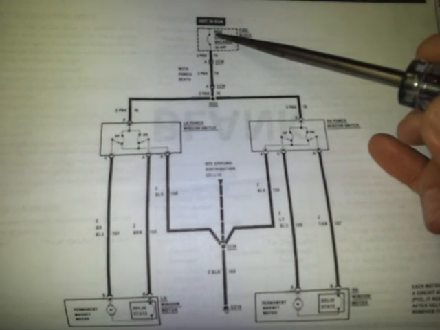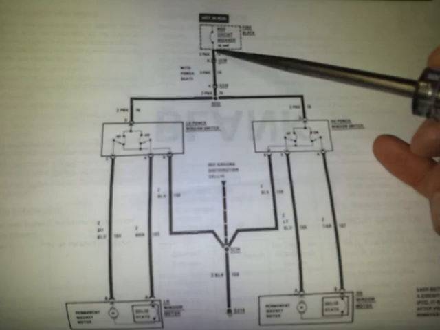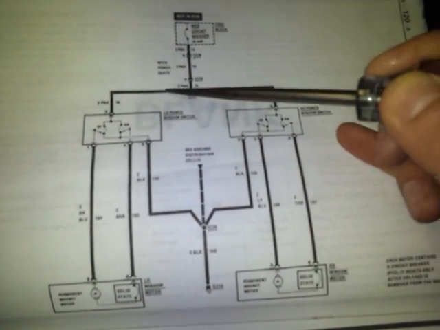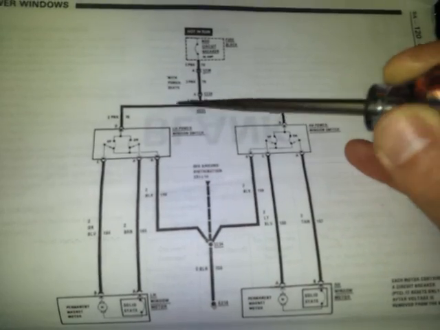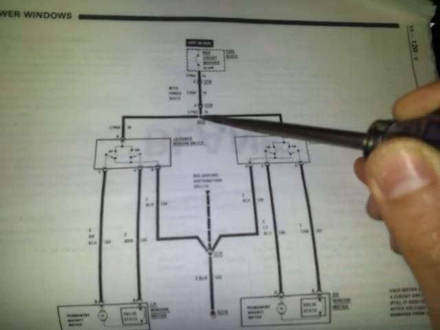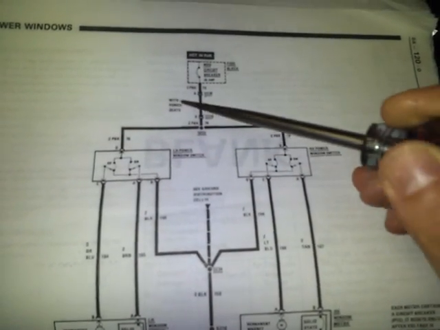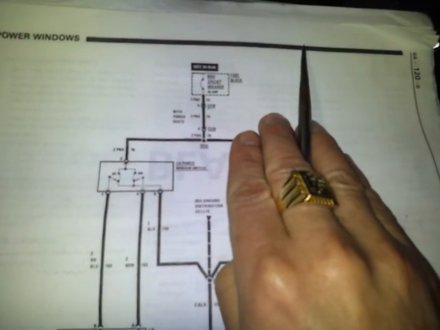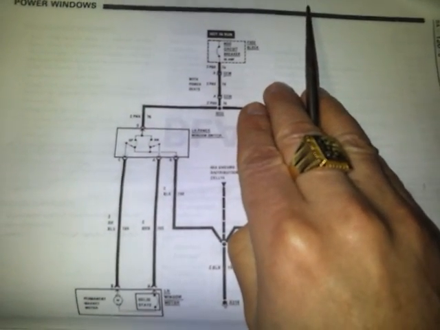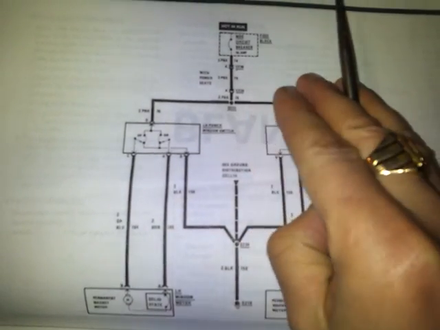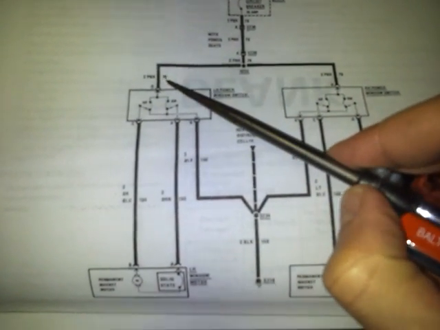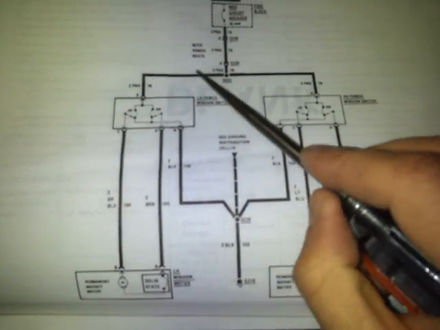30 amp breaker here, hot on ignition run. You have a pink wire here. This pink wire goes to the left hand side of the car, and there's distribution to the right hand side of the car. I don't want to repeat stuff in this video, so I'm only going to talk about the left hand side, because the same thing I'm doing here is over here. It's a mirror image.